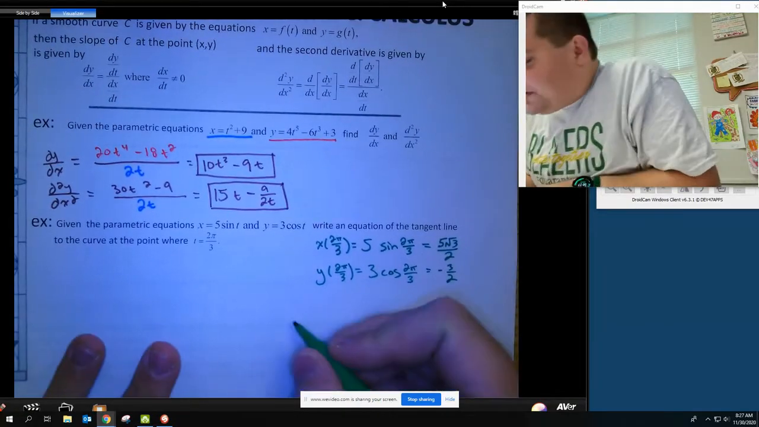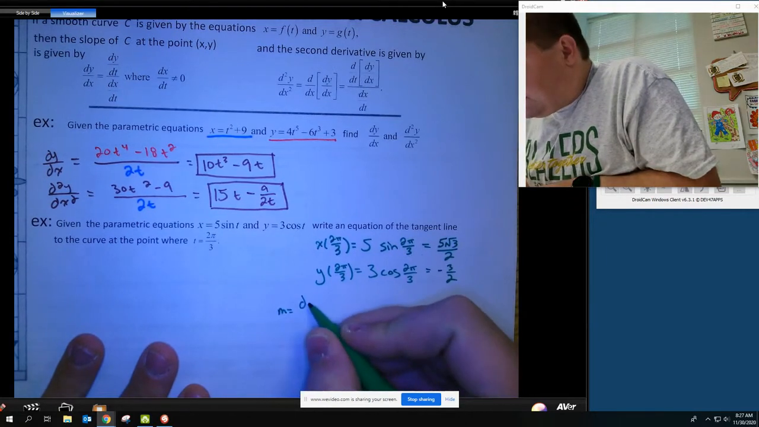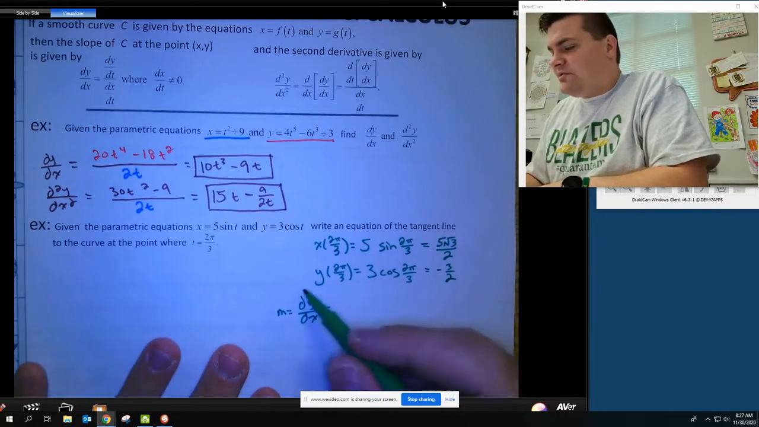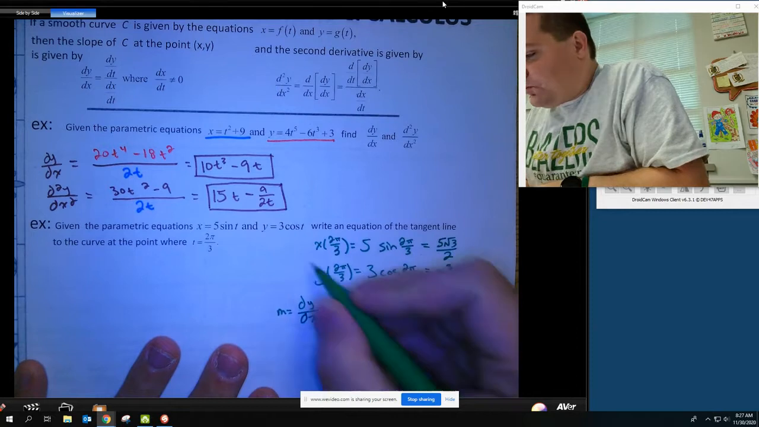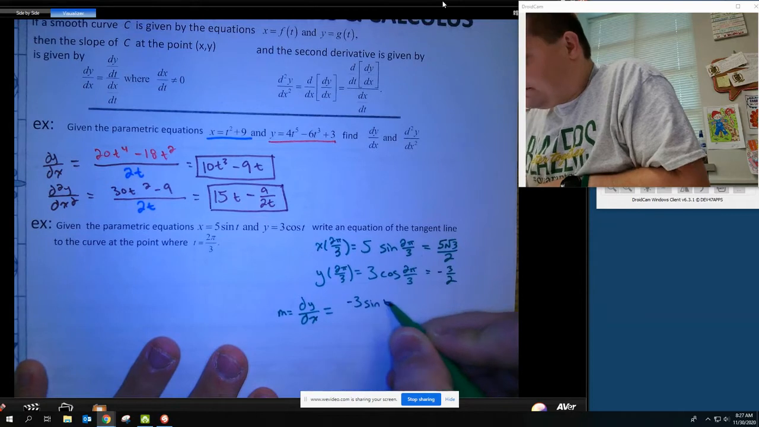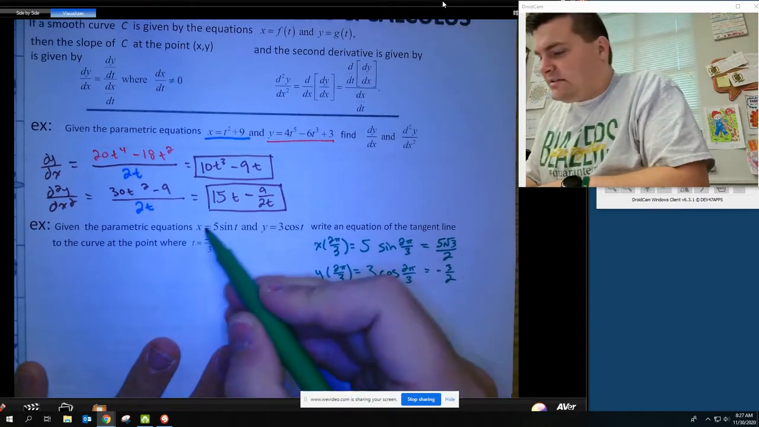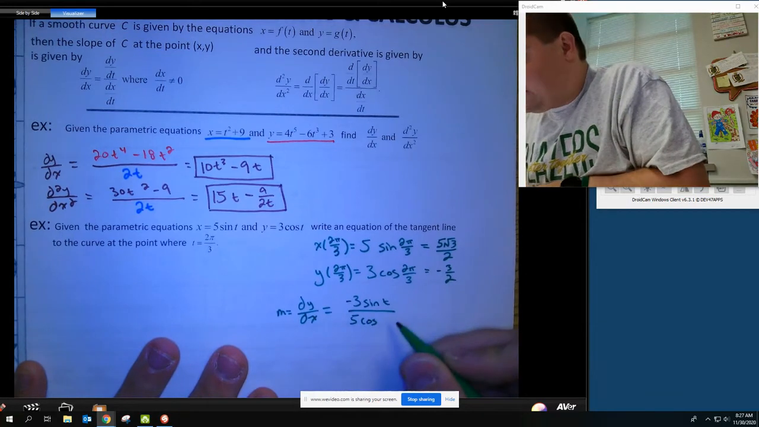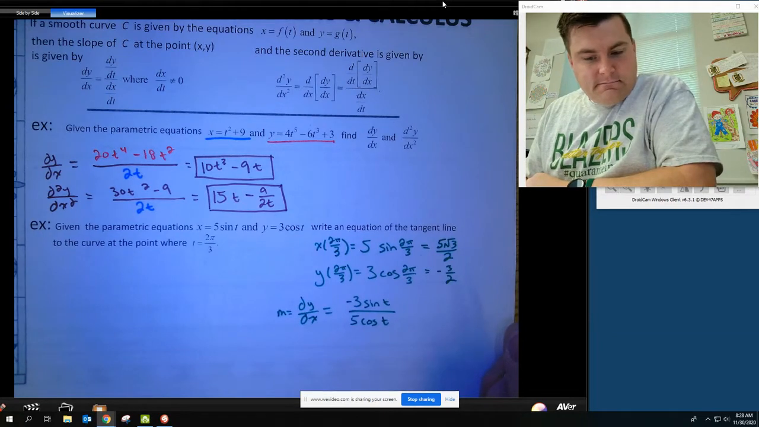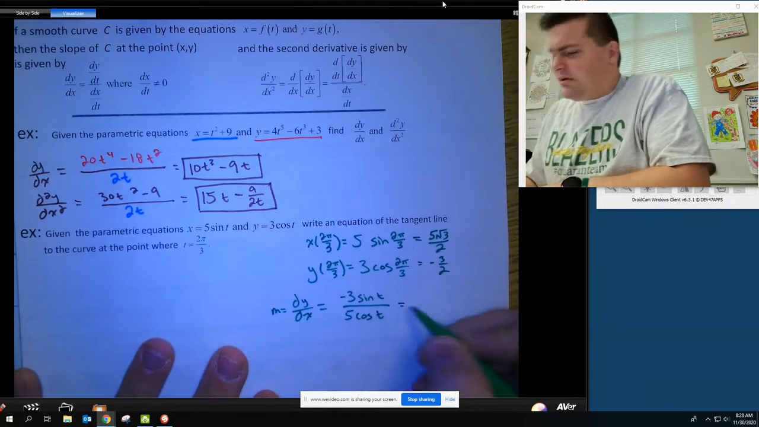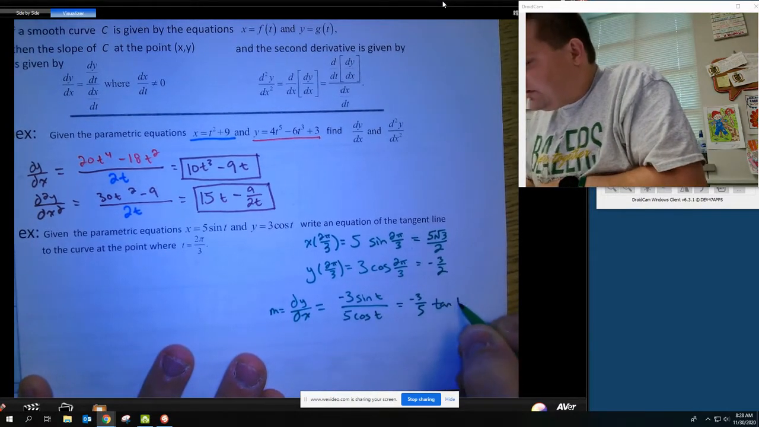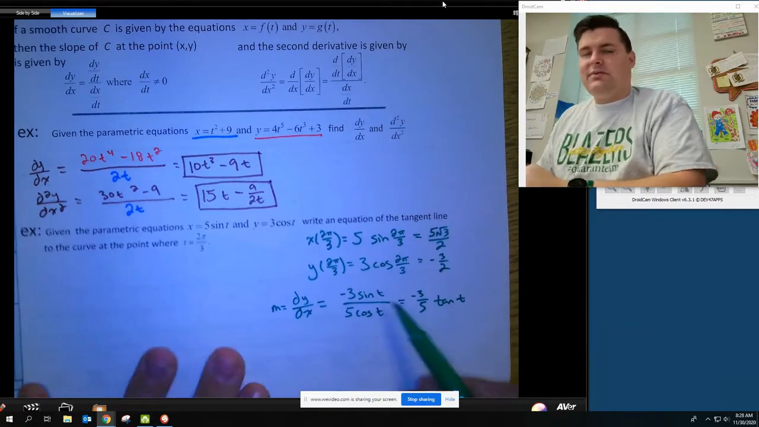To find the slope, I'm going to have to find the derivative, and then I'll plug in my 2 pi over 3. So the derivative of my top, for y, is negative 3 sine of t, all over the derivative of x, which is 5 cosine of t. I can make that look a bit nicer. This is going to be negative 3/5 tangent t. You don't have to do this, but I think it's easier because I don't want to put it in twice.